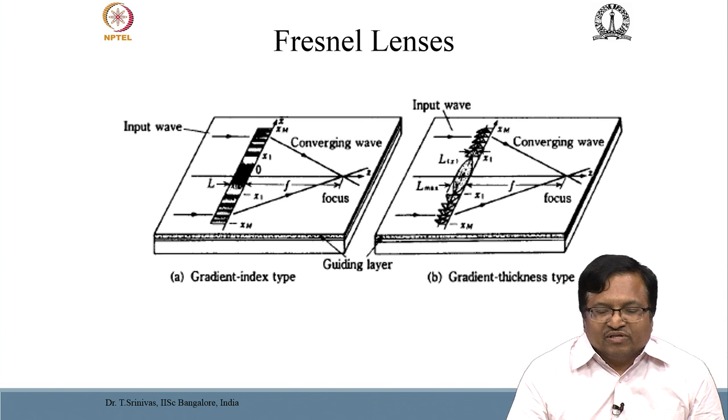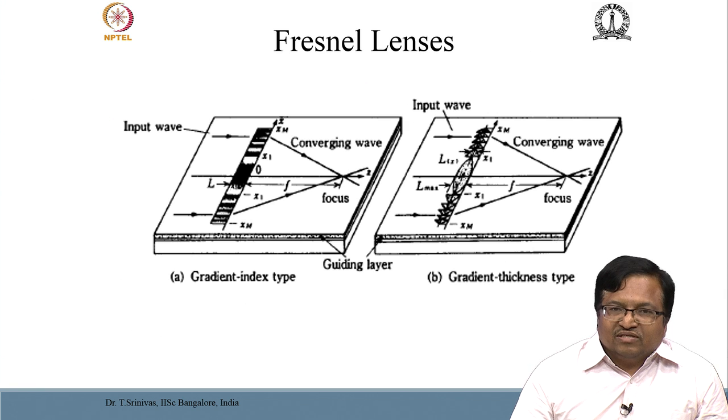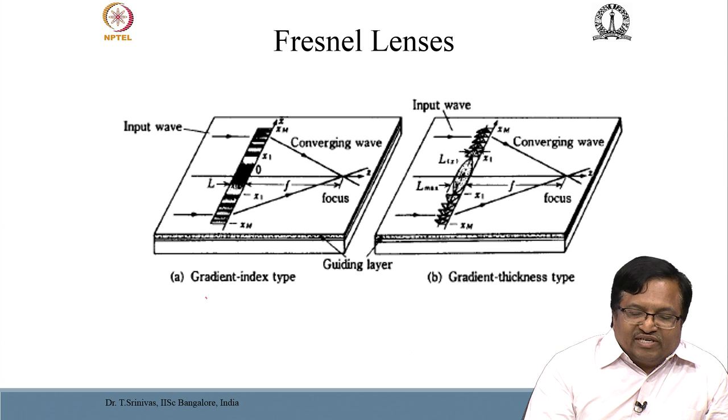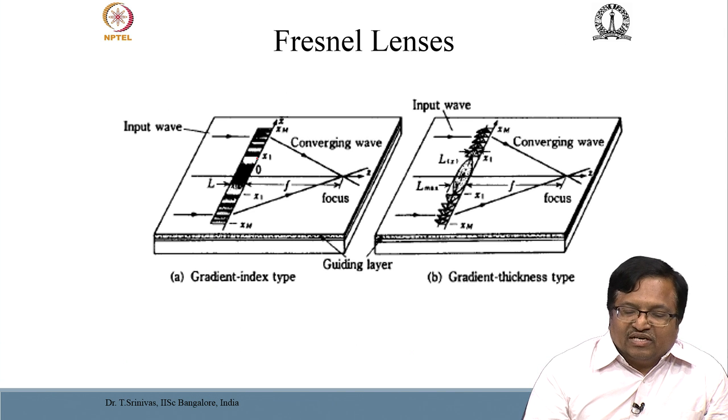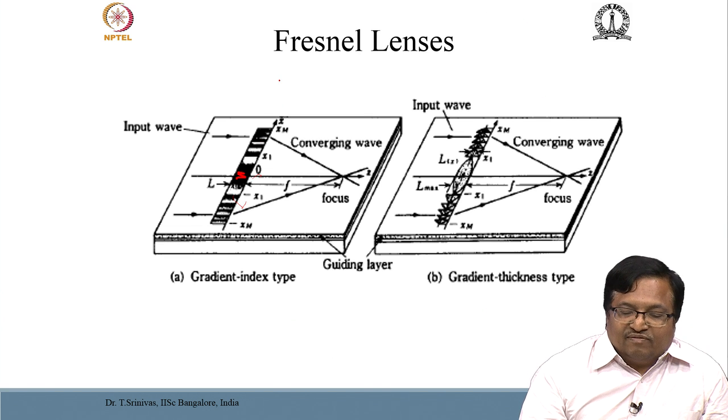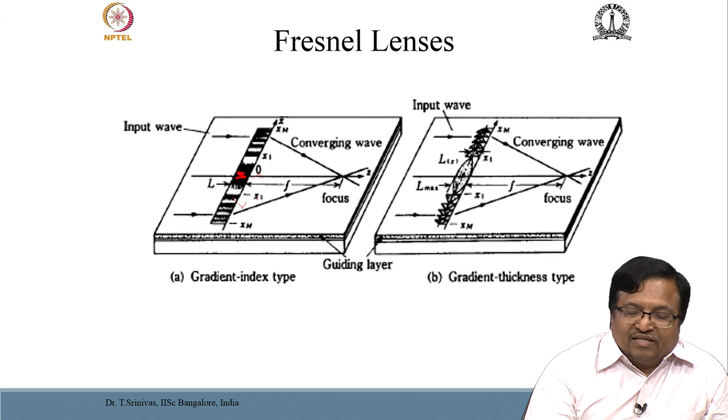Lenses are one of the important components which can be used for converging and diverging signals and imaging and so on and so forth. Figure A shows a gradient index type of Fresnel lens where the refractive index gradually varies across the width. So, there is a maximum refractive index in the middle and gradually reducing refractive index outside, according to a particular given pattern. So, you can say that there is a refractive index profile across the width of the waveguide which can be designed to make a converging type of lens.